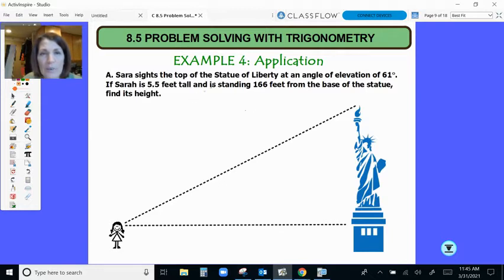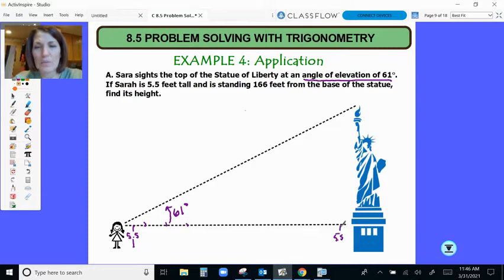Sarah sights the top of the Statue of Liberty at an angle of elevation. So that's the first thing you want to pick out, this angle of elevation. If you recall, an angle of elevation, we're looking from horizontal and then going up. That angle is 61 degrees. Sarah is 5.5 feet tall, so this distance right here is 5.5 feet.